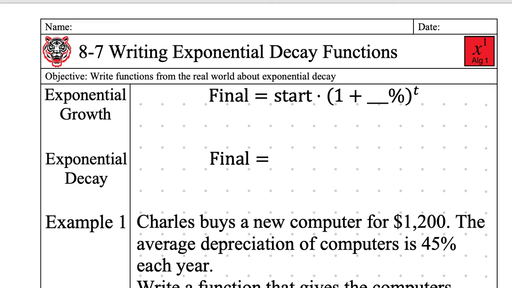All right, so we are in Algebra 1, Lesson 8-7. Today's date is Friday, February 14th. Happy Valentine's Day.